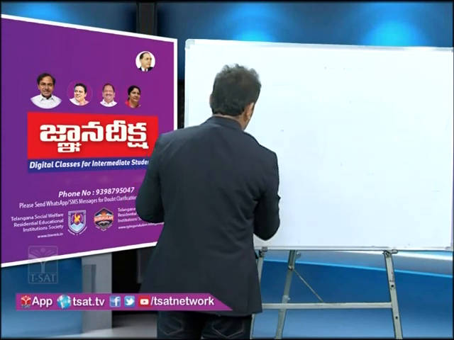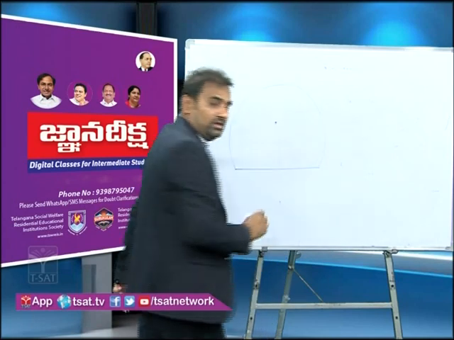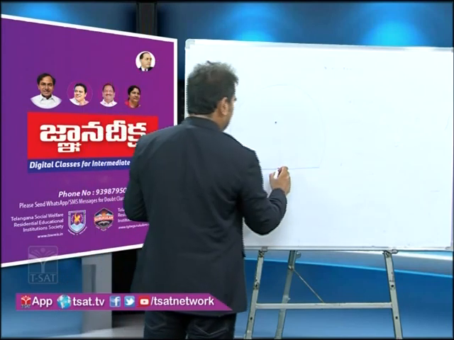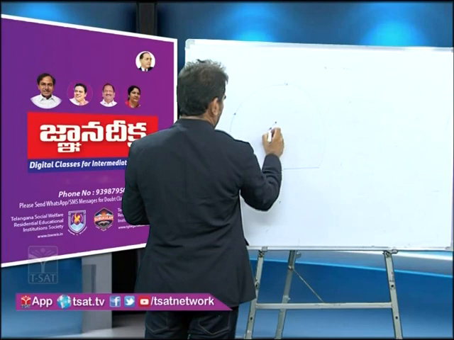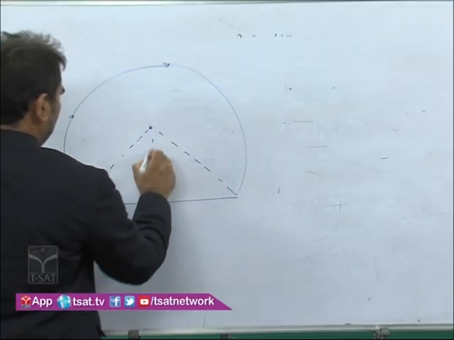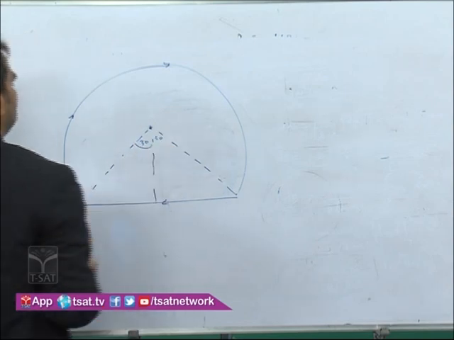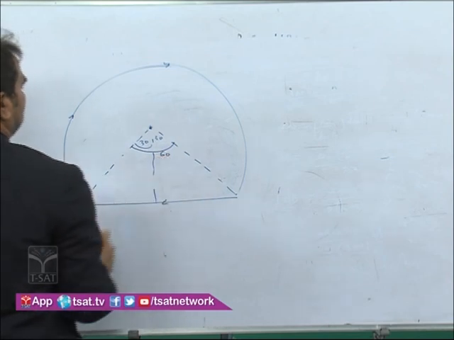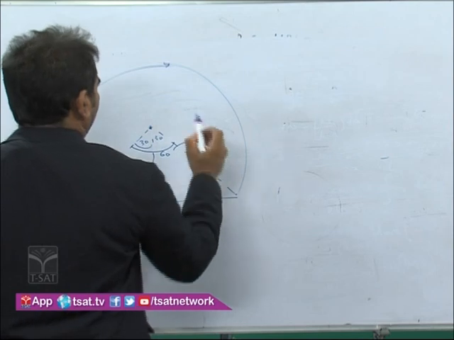We have to calculate the magnetic field induction at center O. Here the current is flowing along the direction like this. This center would make some angles, 30 degrees and 30 degrees. This total angle is nothing but 60 degrees. 60 degrees means this is equal to pi by 3.